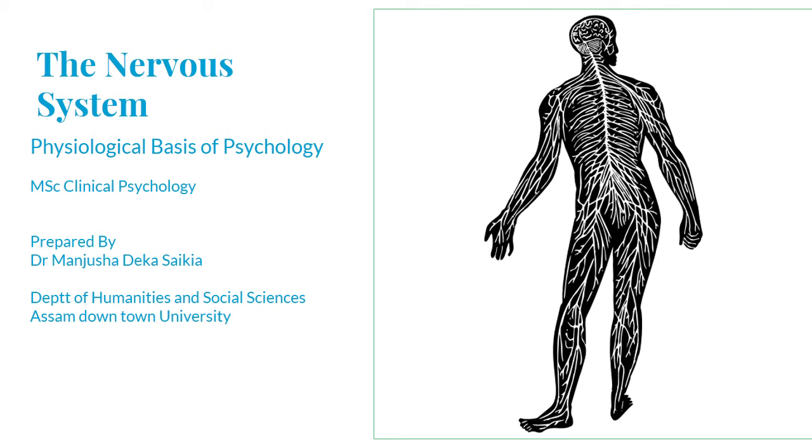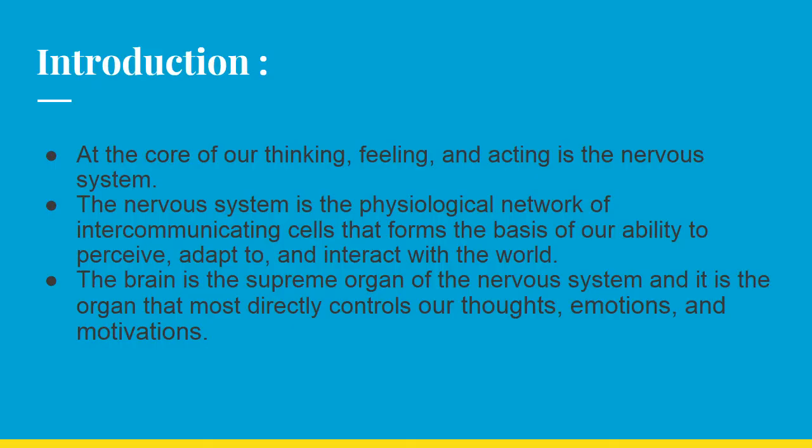Dear students, in this class, you are going to learn about the nervous system and the functions of the different parts of the nervous system. To give a small introduction of this topic, the nervous system is behind all the functions of the human body, right from thinking, feeling, behaving, our movements, and all our motor activities.